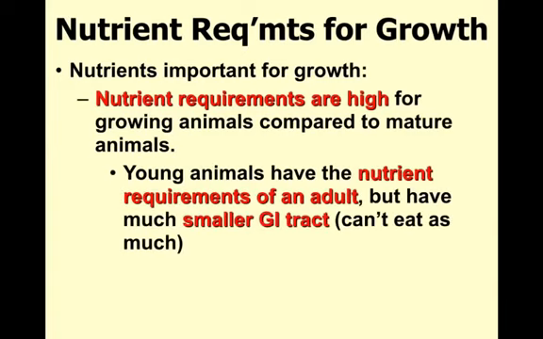Basically what's happening is the smaller animals or the younger animals do have the nutrient requirements of an adult, but they have such a smaller GI tract, they simply can't eat as much. So we have to increase the concentration of nutrients in the diet to make sure that our animals are able to grow and develop as needed. And so it's all about having a nutrient-dense, nutrient-packed diet for the growing animals.